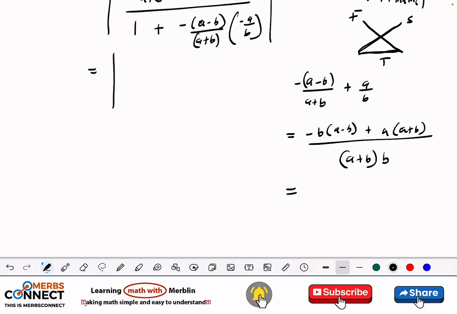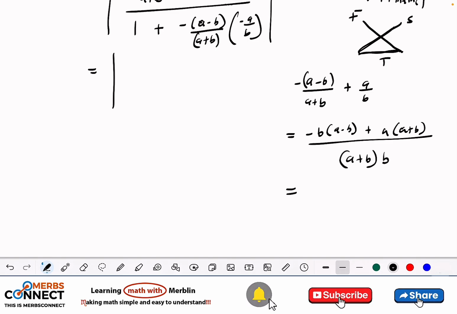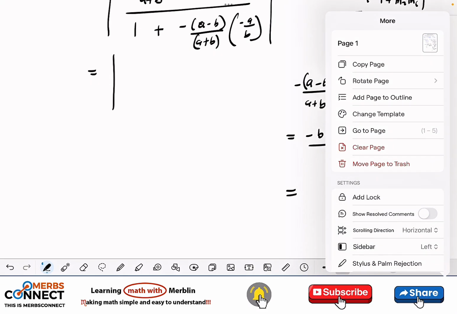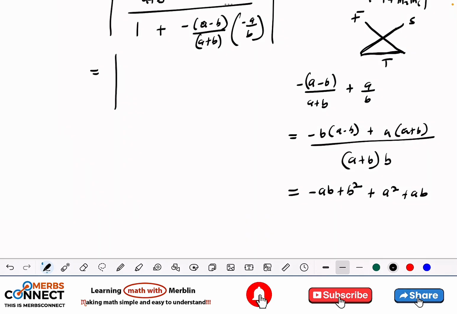This is going to give us something like this. So let me change something here. Yeah, let me change this one to horizontal. Good. So this is going to give us something like this. So let me try and expand this. We are going to have minus ab plus b squared plus a squared plus ab. Is that right? So that's what you're going to get at the end of the day.